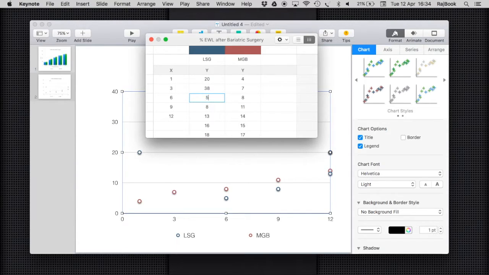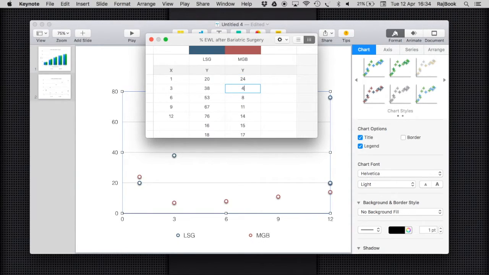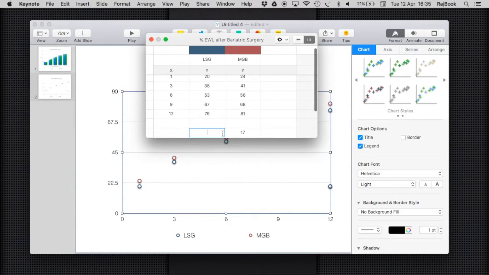Let us say you put randomly 20, 38, 53, 67 and 76 for LSG, and 24, 41, 56, 68 and 81 for MGB, and remove the rest of the parameters which are not necessary for us. Once you do that, we will have the graph done. And again, as I told you, this will give a very clear picture about how to analyze these graphs.